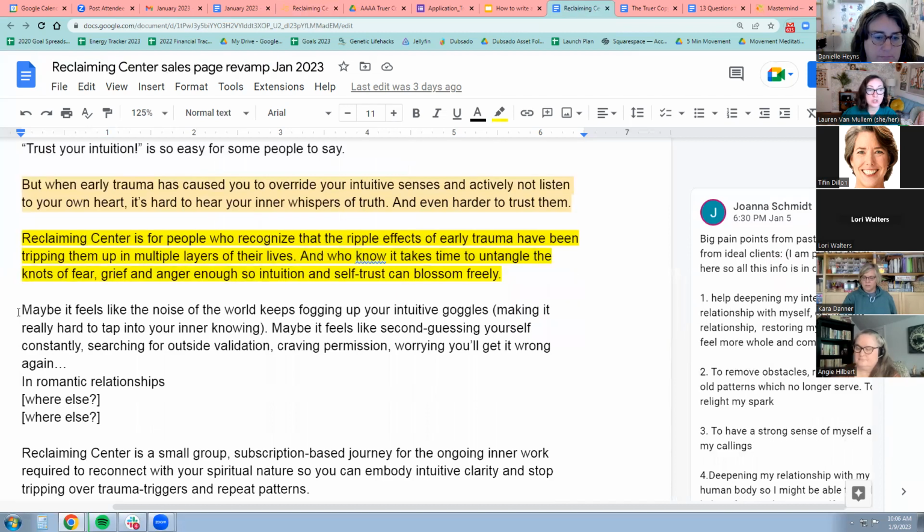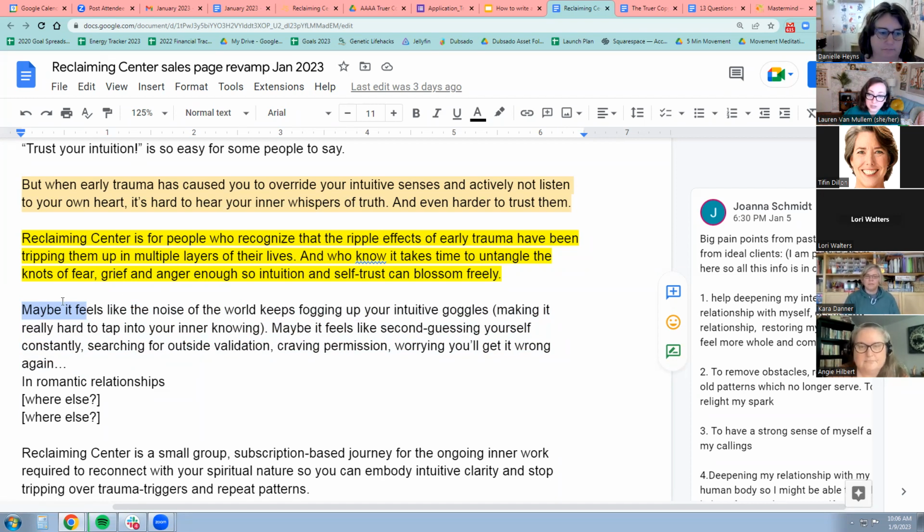And then we go into a more traditional empathy section of what does it feel like right now? Do you recognize that question? What does it feel like? Maybe it feels like, it's okay to use maybe, go for it. Maybe it feels like the noise of the world keeps fogging up your intuitive goggles. That's from her draft, making it really hard to tap into your inner knowing. Maybe it feels like second guessing yourself constantly, searching for outside validation, craving permission, worrying you'll get it wrong again.